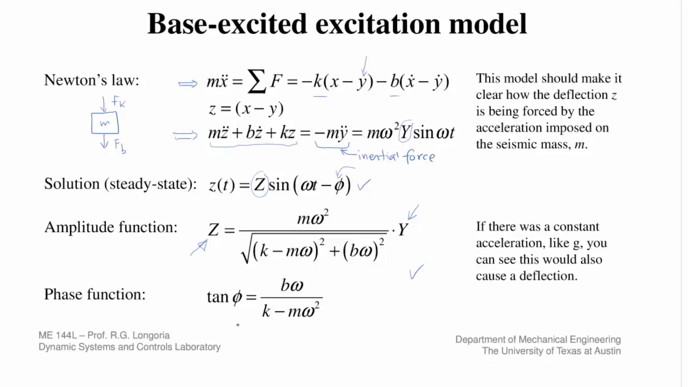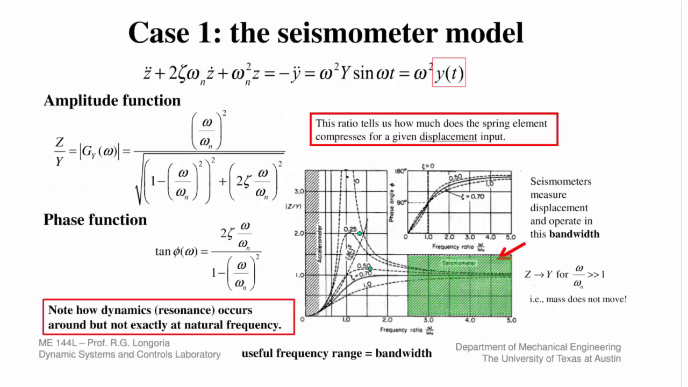We also want to use this in different ways, so we're going to rewrite these equations and think about this a little bit more. So I'll talk about two different cases. In the first one, let's call that the seismometer case. A seismometer, I'm going to show you, is a device that can detect the displacement of the ground input, and I'll show you how that works.